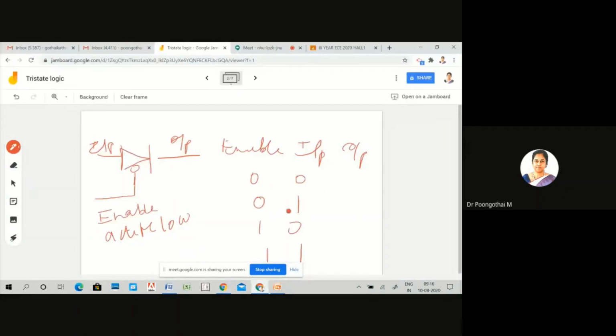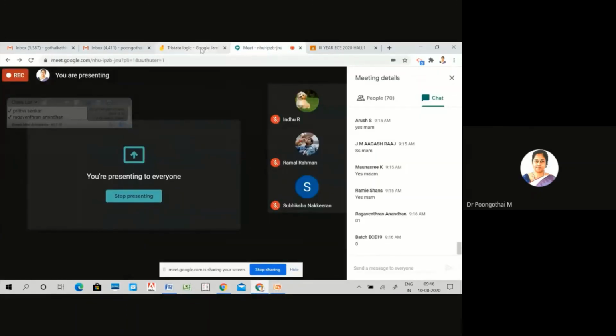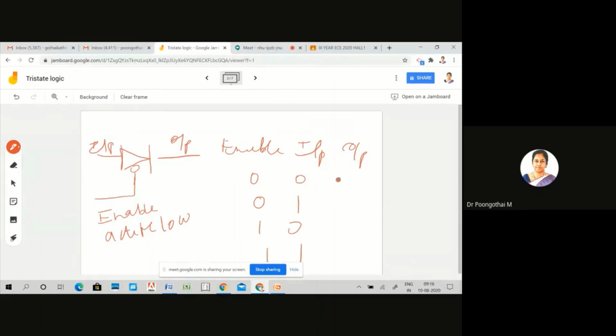0, 0, 0. It's an active low buffer. Here the pin is inverted. 0, 0. What is the output? 0. Okay. 1. So here it is deactivated, so it is in high impedance state. That is in floating state. So this high impedance state is called floating state.